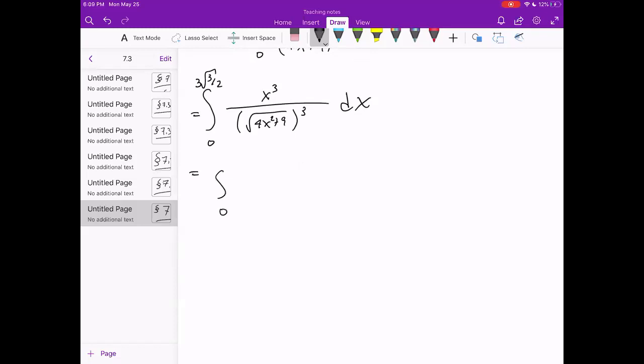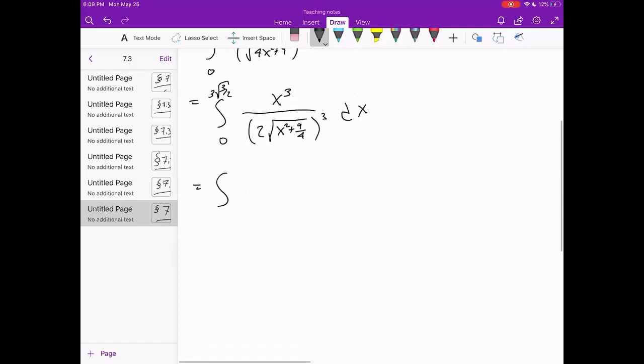So I have the integral from 0 to 3 radical 3 over 2 of x cubed. I'm going to pull a 4 out of the square root down there. When I do that, I'm going to get a 2 because I have the square root of 4, and then an x squared plus 9 over 4 down there. This is all still cubed. So all I've done is factor out a 4, because 9 doesn't have a 4, it gets divided by 4. That's all that's happened there. So dx. And now things are starting to look a little better. They're starting to look like something that we can try a trig substitution on.